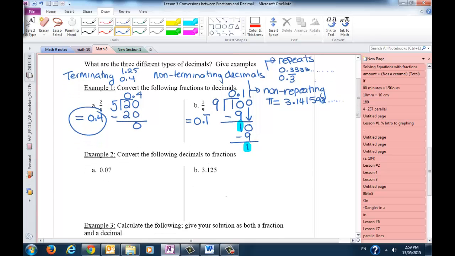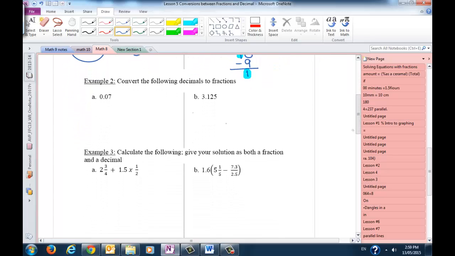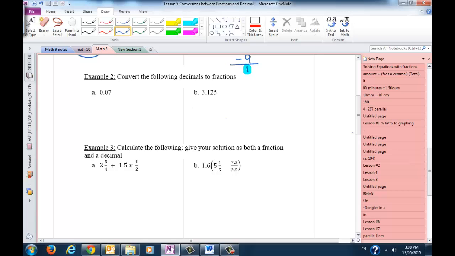Alright, example 2, we're going to convert the following decimals to fractions. Now, I have 0.07. I'm going to instead write this as 0.07 over 1. Anything divided by 1 is just itself. I'm going to use the same technique I use when I find a common denominator. I'm going to multiply the top and the bottom by, in this case, 100. The goal is to move the decimal place over so that I no longer have decimals.